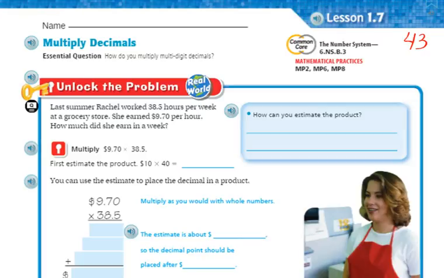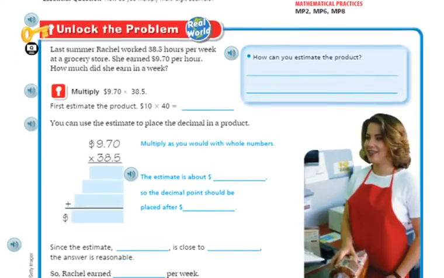We are looking at how to multiply decimals today. That is our topic. Our essential question is, how do you multiply multi-digit decimals? All right, when we were working with addition and subtraction yesterday, we were worried about lining up decimal points, and today we're not going to be worrying about that. So let's get to work.